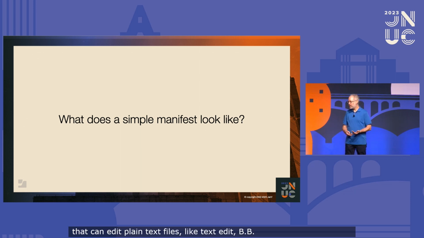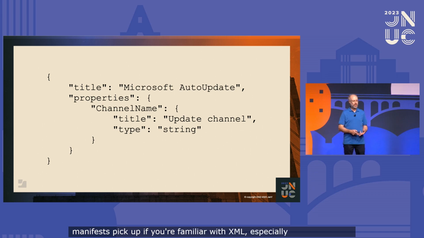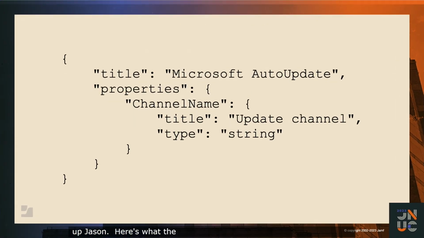If you're already familiar with JSON, you shouldn't have a problem creating manifests. If you're familiar with XML, especially property lists, which are also written in XML, you shouldn't have a problem picking up JSON. Here's what the JSON looks like for a very basic manifest. You could put this into a custom configuration profile in Jamf Pro, and this is going to work. Let's take this and see what it would look like.